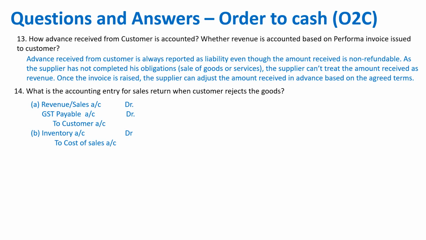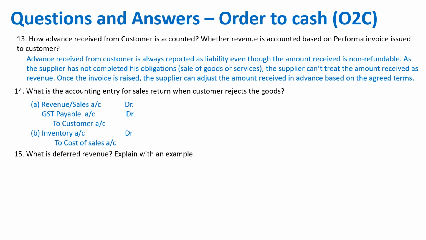And now the inventory is coming back to your factory. So the entry we are going to post is inventory account debited to cost of sales. Correct? So the profit or loss that occurred in these sales has also been reversed by passing these two entries. Next question. What is deferred revenue?